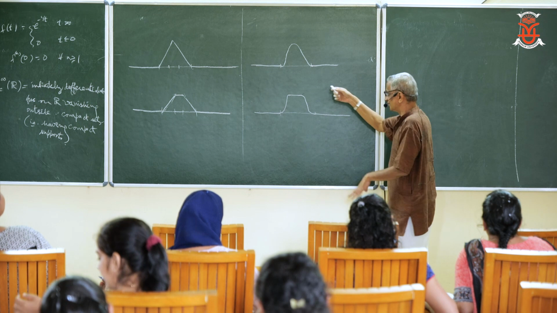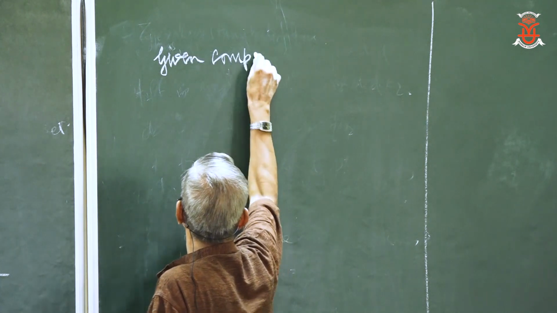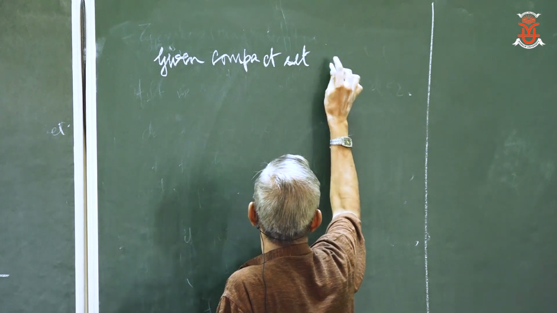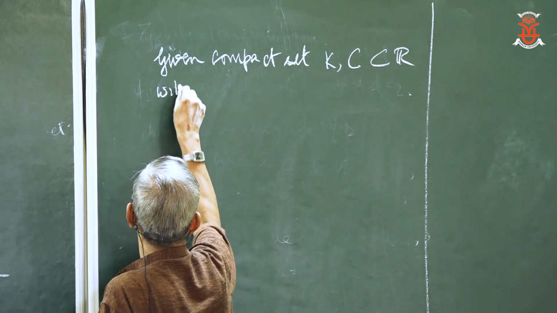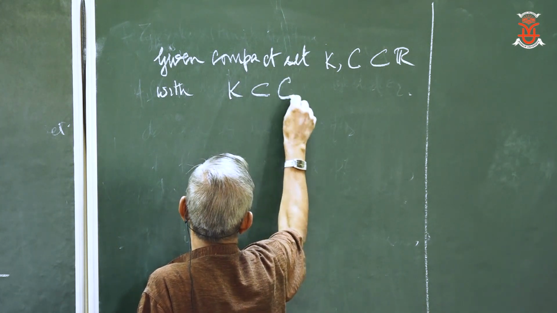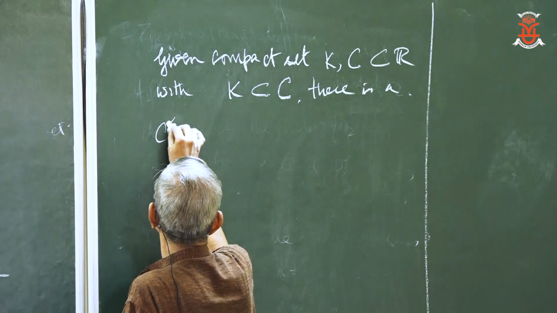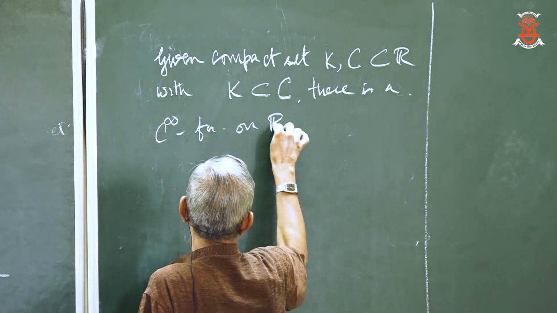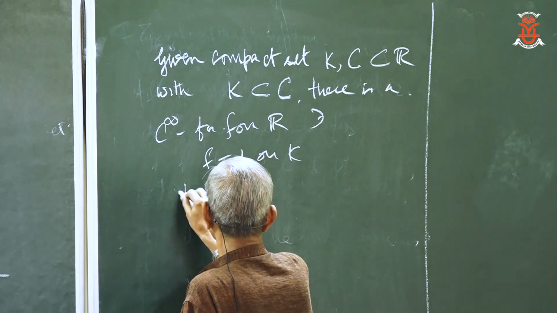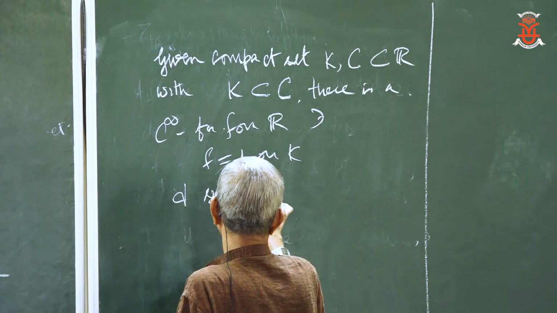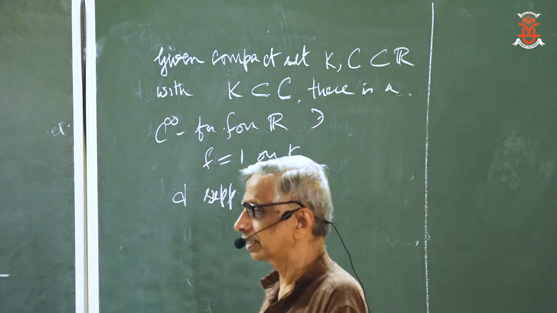So in fact, I just state what you can do. Given compact sets K and C in R with K contained in C, there is a C infinity function F on R such that F is equal to 1 on K, and support F is contained in C. That is, F is 0 outside C.